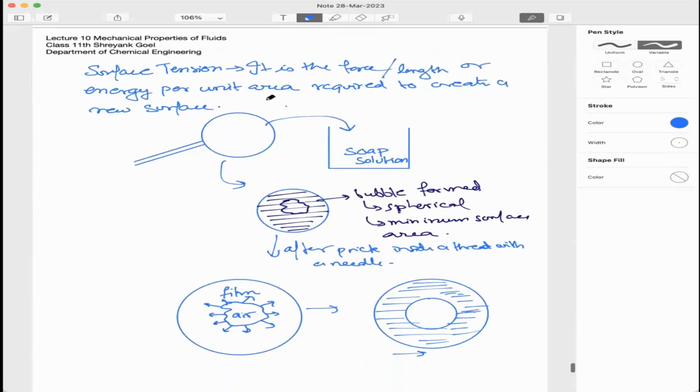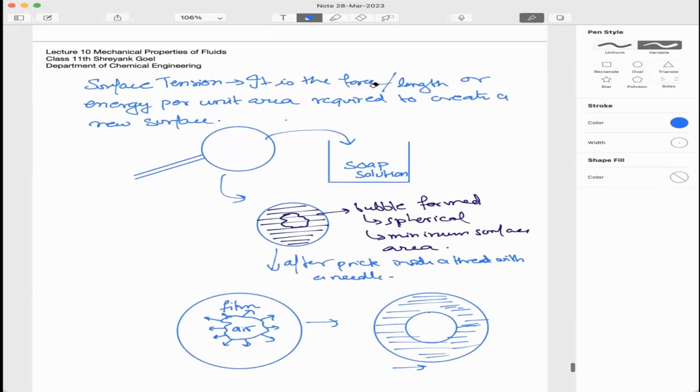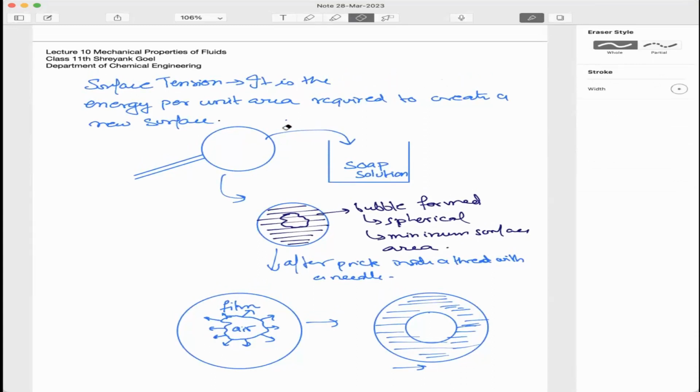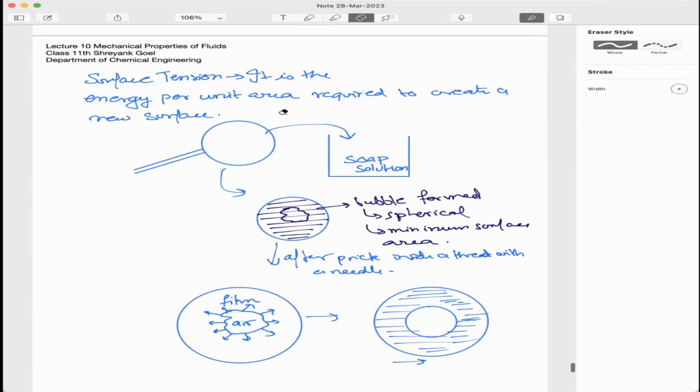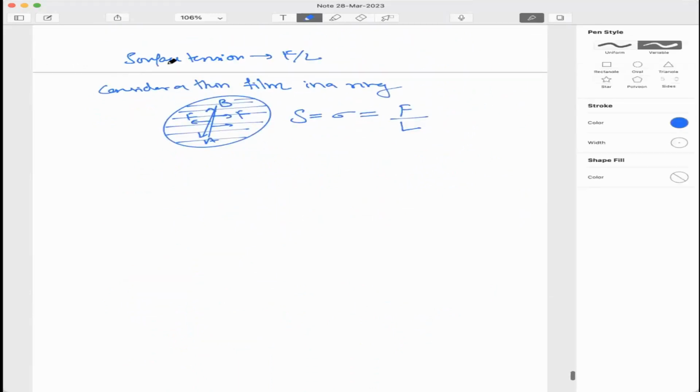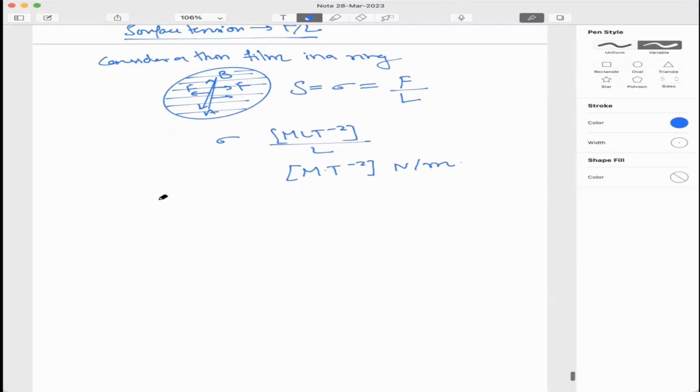I can edit this definition. It is better to say energy per unit area if we are talking in terms of creating a new surface area. For force per unit length, the dimension of surface tension is MLT^-2 divided by L, so that comes out to be MT^-2. That is Newton per meter.